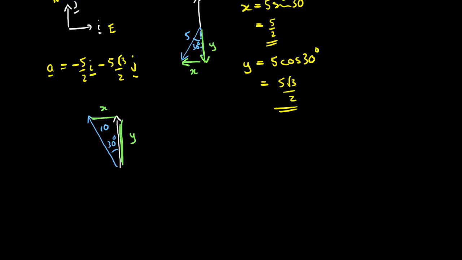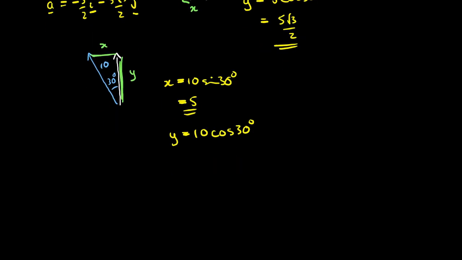So in this case, x is going to be equal to 10 sine 30 degrees, right? Because it is the opposite side. So opposite over hypotenuse will equal sine 30. And sine 30 is a half, so this is 5. A similar thing for y. Y is going to be equal to 10 cosine 30 degrees because that is the adjacent side. And so we can say that cosine 30 is root 3 upon 2, so this is 5 root 3.